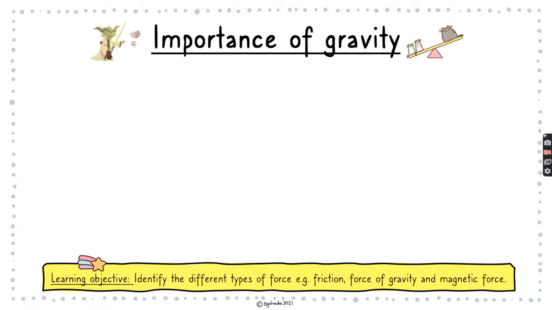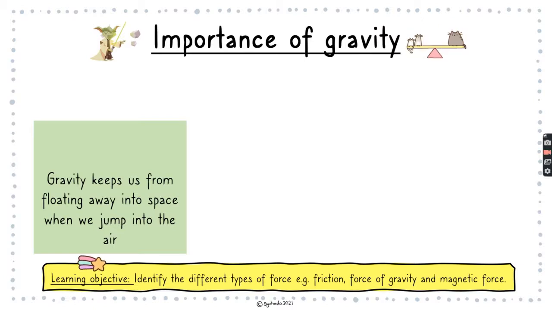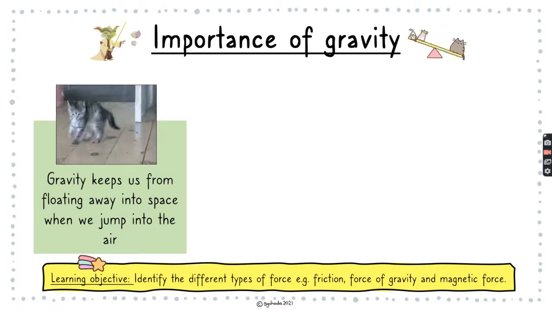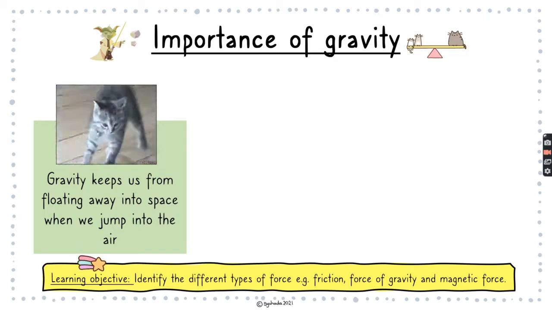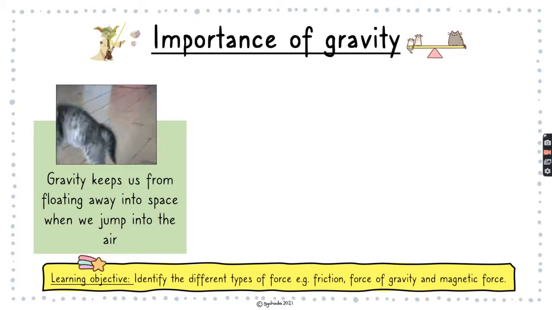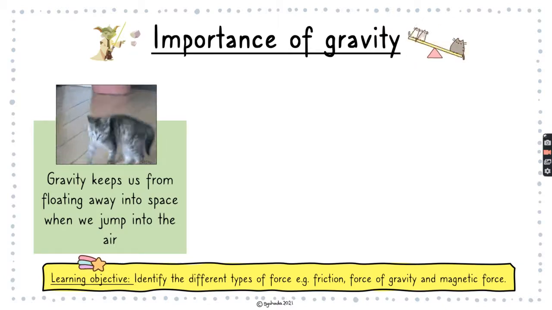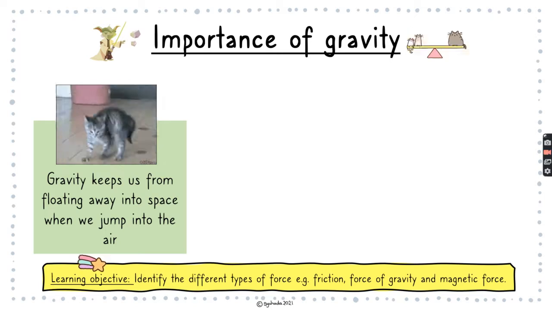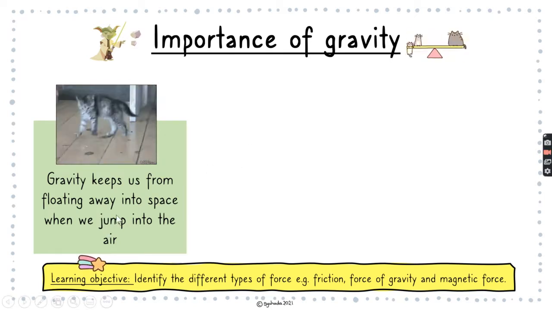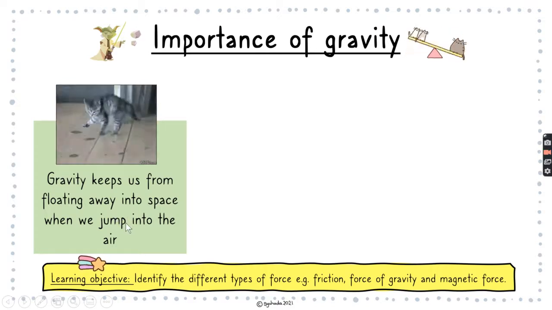So what is the importance of gravity? This force, gravity, keeps us from floating away into space, especially when we jump into the air, because we are basically on this huge mass, which is the Earth. And all of us are made up of matter as well, so we contain mass. And remember that gravity is basically a force of attraction between masses. So we are actually being pulled towards the Earth, and it helps us to stay on Earth, so that we don't float away.